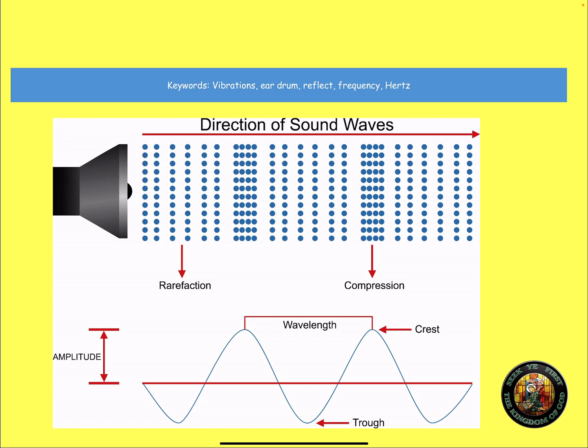You can see the height of the wave is called an amplitude. The wavelength is the distance between two successive peaks. You can see rarefaction, how does it look in a transverse wave, and you can see compression. You can see what that looks like in a transverse wave.